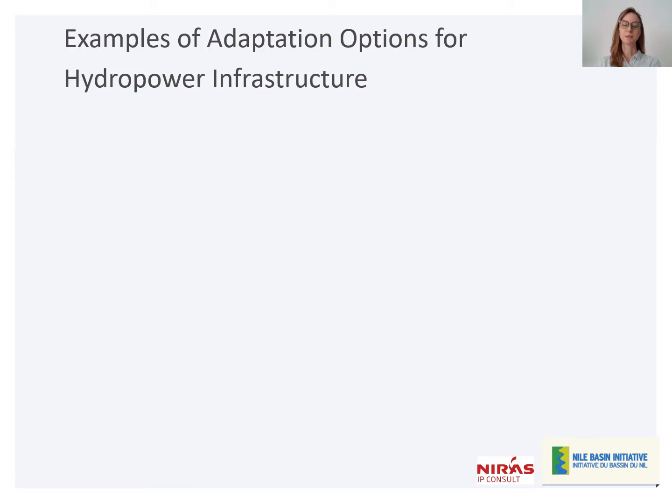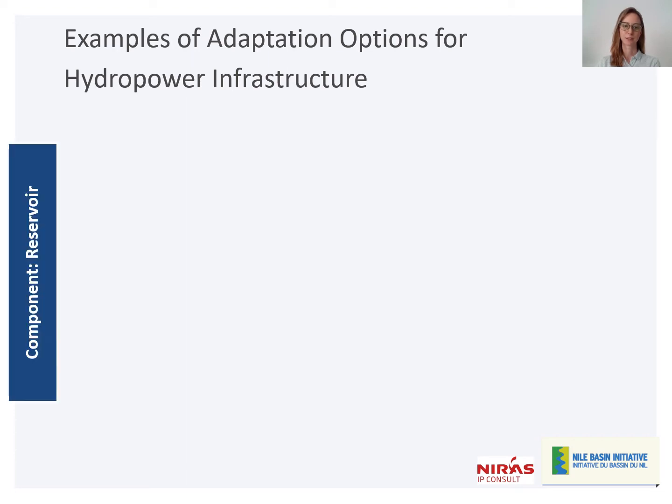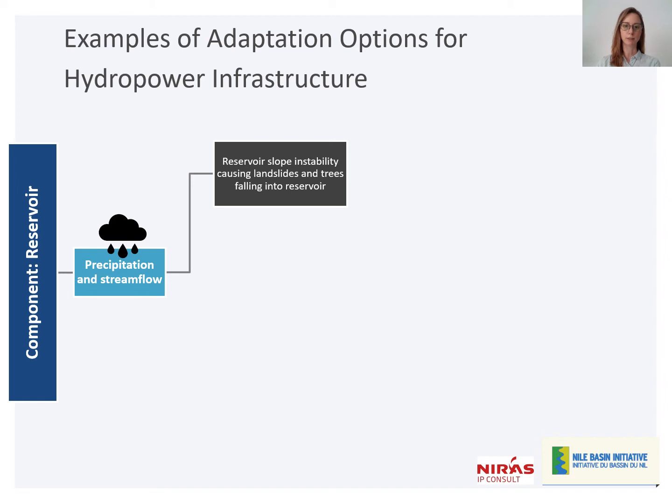Let's go through some examples of adaptation options to give a bit of a snapshot of what adaptation can mean in the context of hydropower infrastructure. So let's say that our component of interest is the dam reservoir, and the climate variable is changes in precipitation and stream flow. Now, changes in precipitation and stream flow could lead to reservoir slope instability, causing landslides and trees falling to the reservoir. Now, what kind of adaptation measures do you think could be implemented to reduce the climate risk associated with this reservoir slope instability? Why don't you pause the video and think about it for a moment?